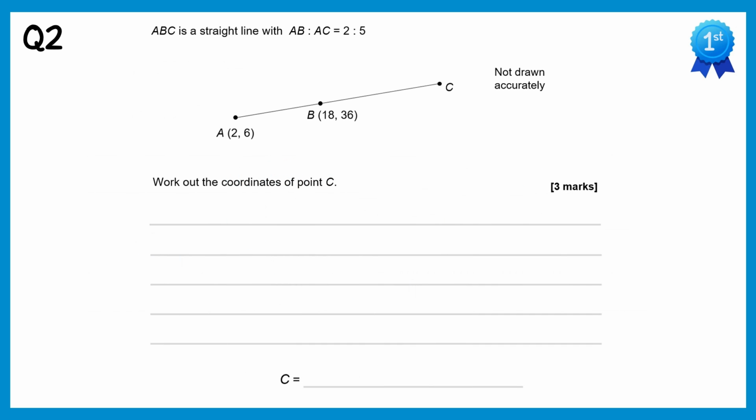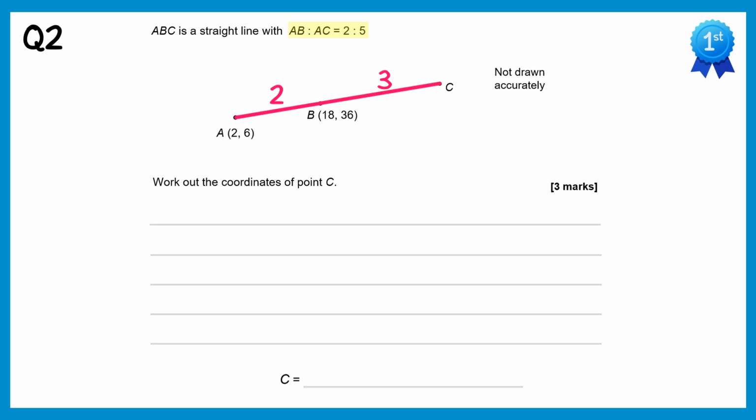In this question we've been given a ratio for AB to AC, and that's 2 to 5. This means if we look at the length from A to B, we can say that's 2 parts, and the length from A all the way to C, that's 5 parts. Now this means the length from B to C, which is this one here, must represent 3 parts.